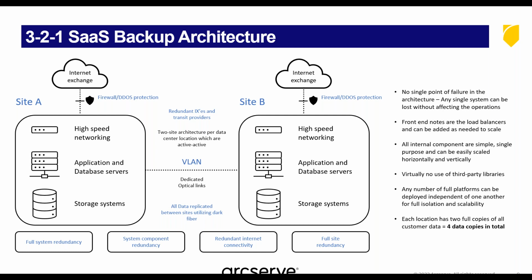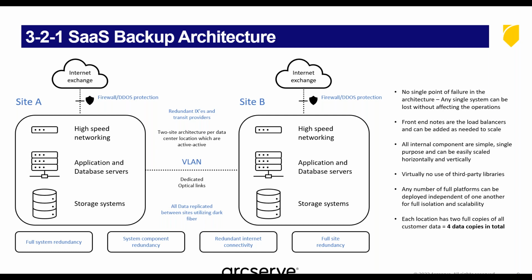The front-end nodes are using a load balancer and are able to be added as needed to scale. In terms of retrieving, performance is an important factor. The internal components at the data center can also be scaled horizontally and vertically.